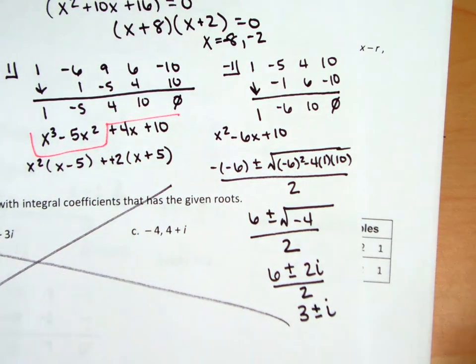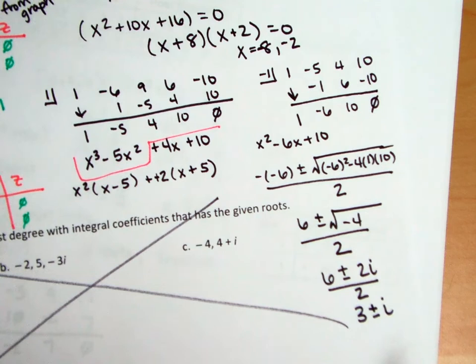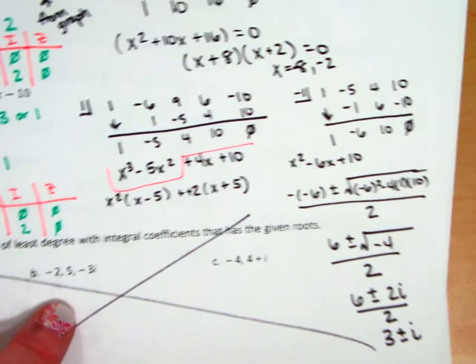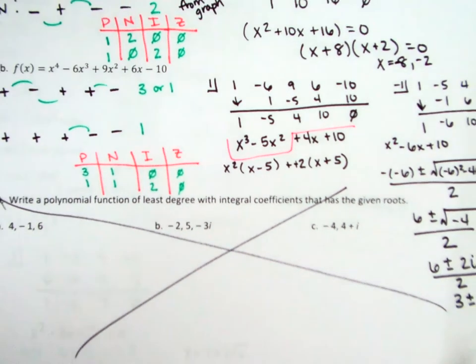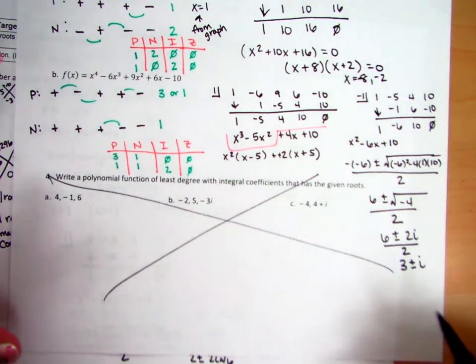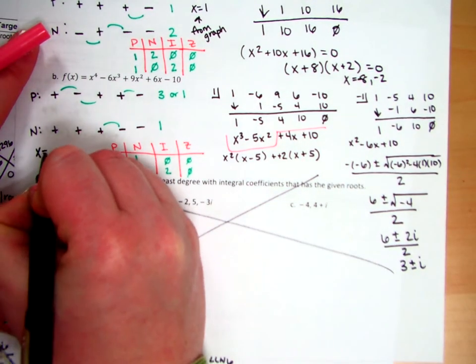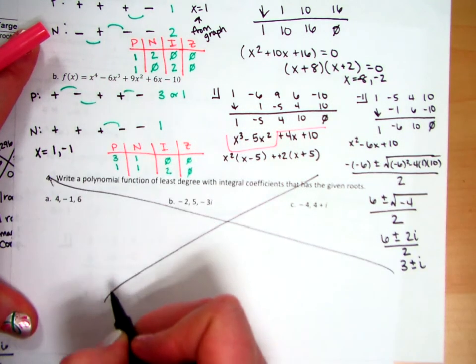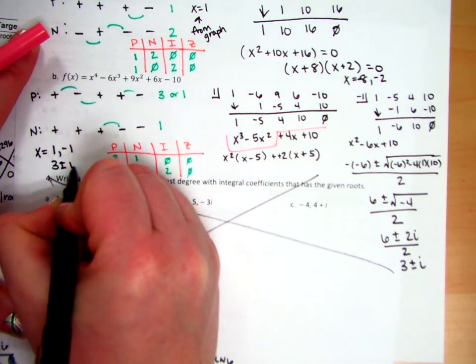So my solutions, when it says find all the solutions, I'm going to write it back underneath over here, underneath my graph. You can't see that, I apologize. But I'm going to write it over there, and I'm going to go x equals 1, -1, 3 plus or minus i.